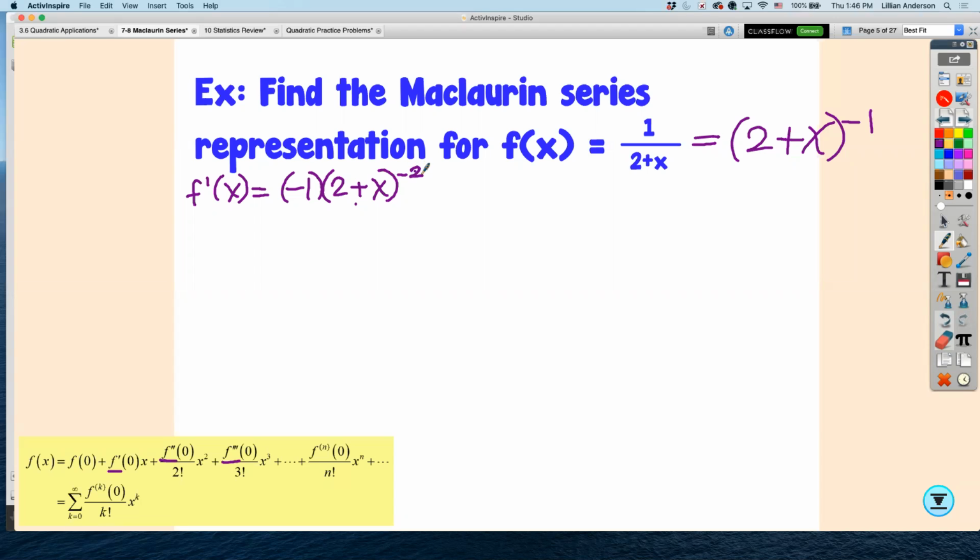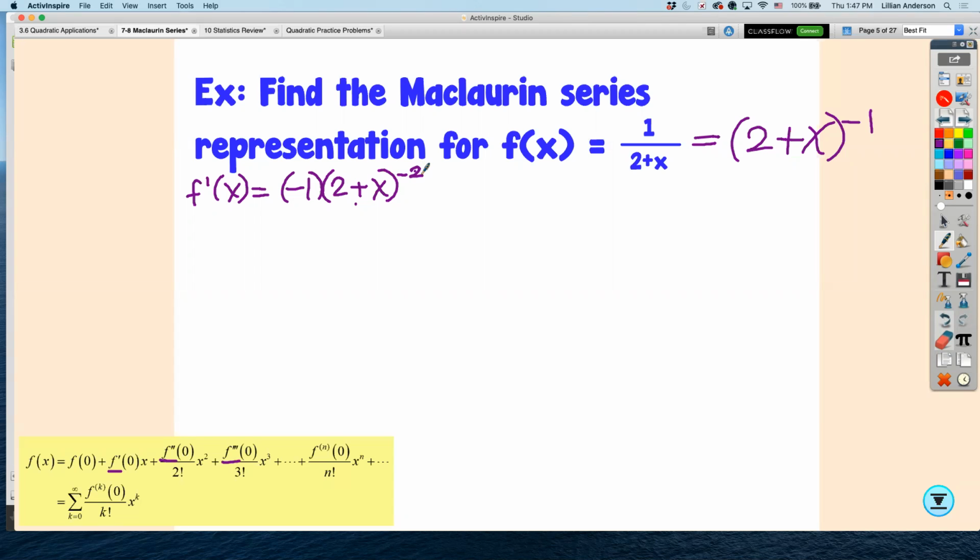It'd be to the negative second power, yes. Remember, with derivatives, you bring down the exponent. With respect to the inside, you subtract 1 from your exponent, then you multiply by the derivative of the inside, old school chain rule. The derivative of the inside is just 1, luckily. So then our first derivative is just negative 1 times (2 plus x) to the negative second power. I am leaving it like this for a reason.